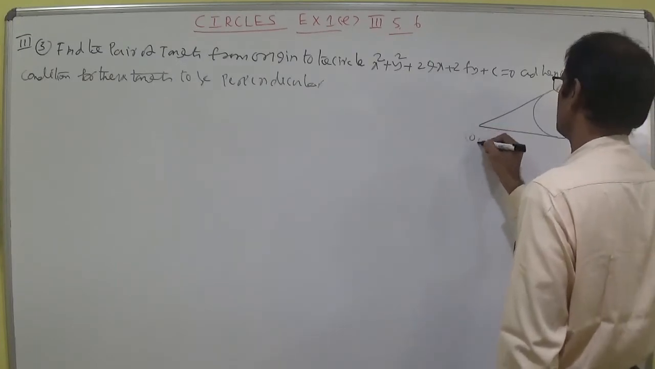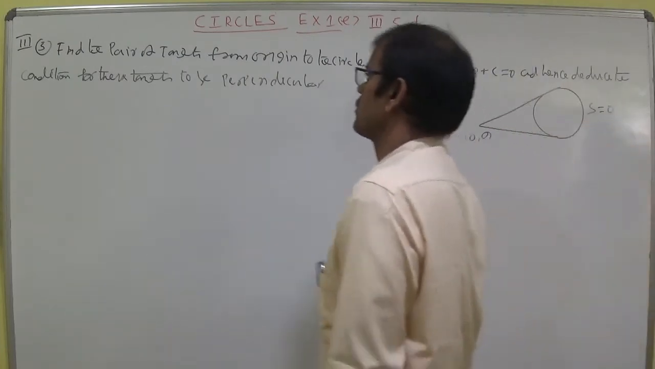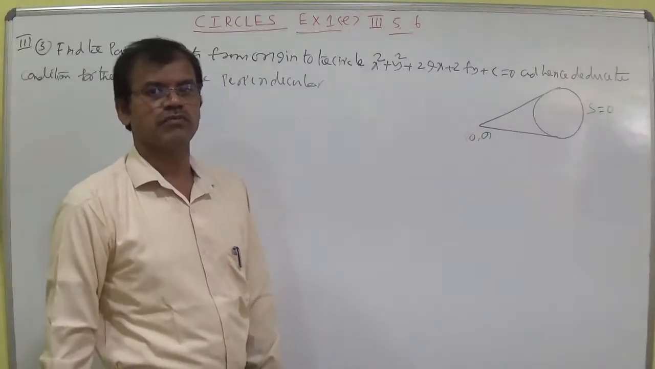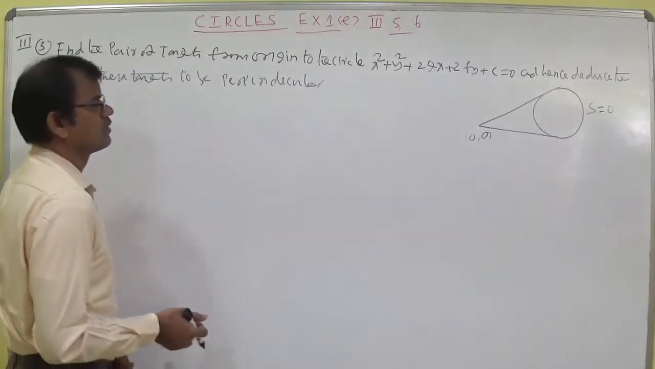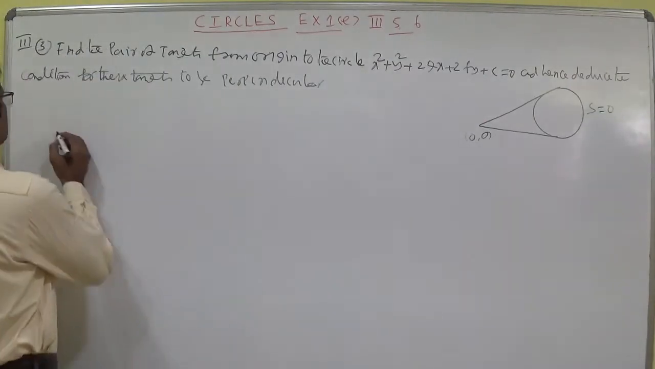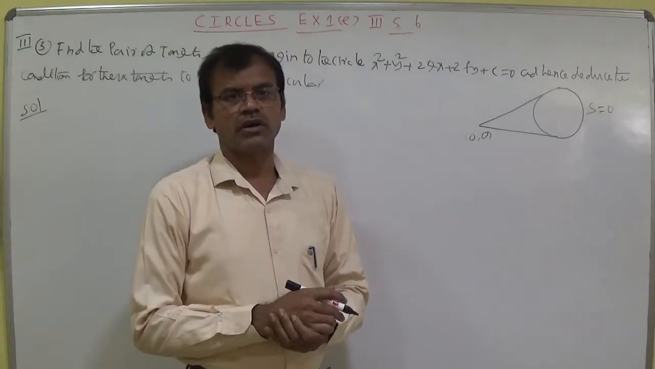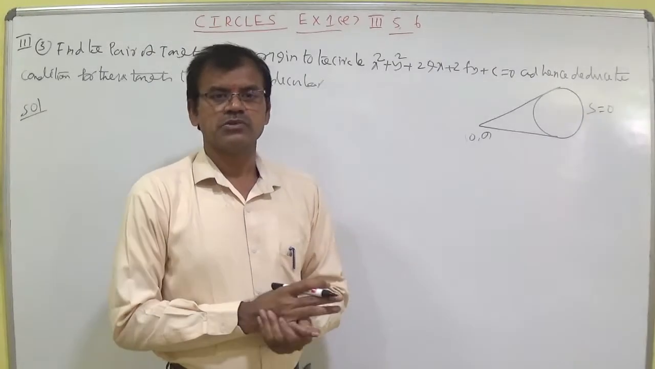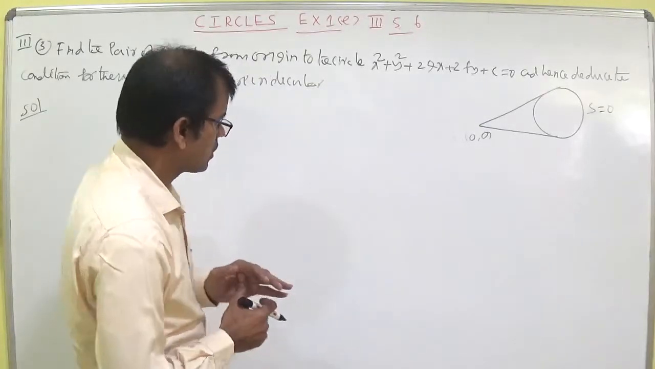Put here 0, 0. This is the circle S equal to 0. He is asking the pair of tangents. Pair of tangents formula: S1 square equal to S into S11. Using this formula we should calculate the equation. Later, deduce the condition for these tangents to be perpendicular. Whenever the tangents are perpendicular, tan theta by 2 equal to r by root S1. Using the formula, theta equal to 90 degrees, tan 45 is 1. So r equal to root S11, and r square equal to S11, we get the condition.